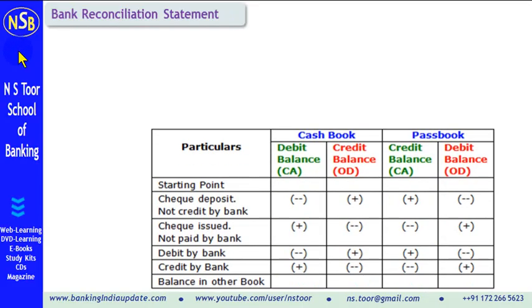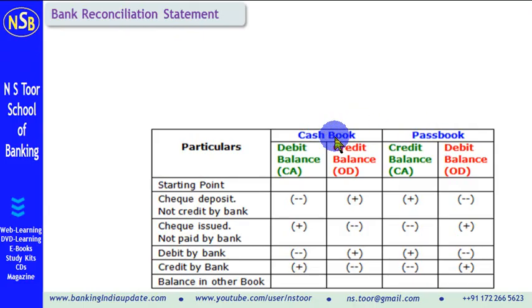Hello friends, in this session we are going to learn preparation of bank reconciliation statement. Whenever we talk about bank reconciliation statement, we must bear in mind that we are going to reconcile two books. One book is called cash book, another book is called passbook.